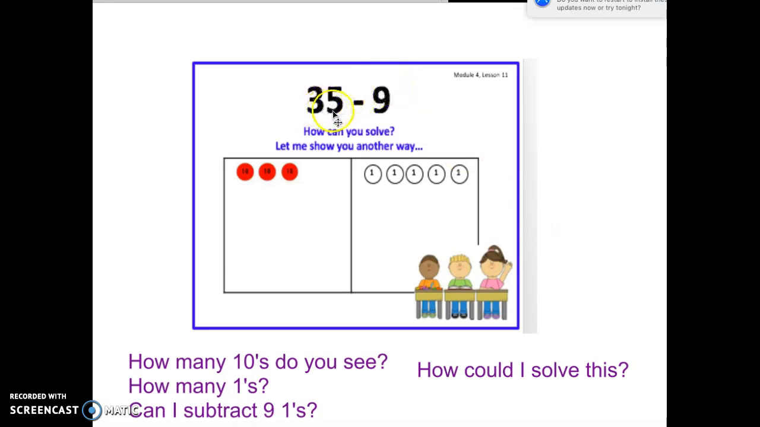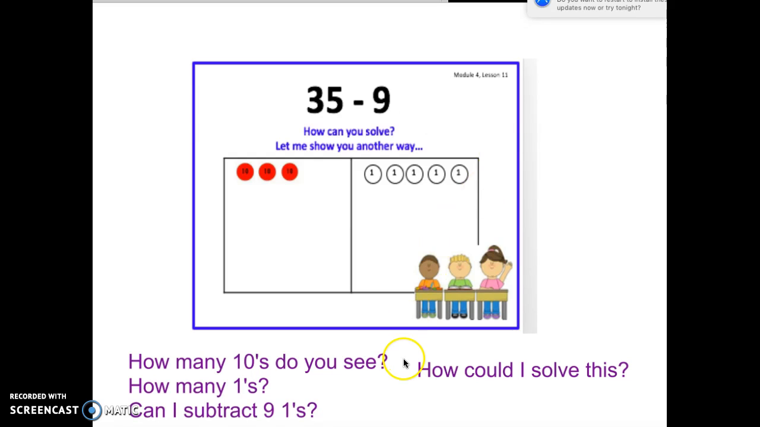So I have this problem, 35 minus 9. How can we solve this? Well, we could just count backwards, starting at 35 and going back 9, but I'm going to show you another way. So I want you to look at my place value board. I have 3 tens and 5 ones. That number represents 35. Now, I need to take away 9 ones.